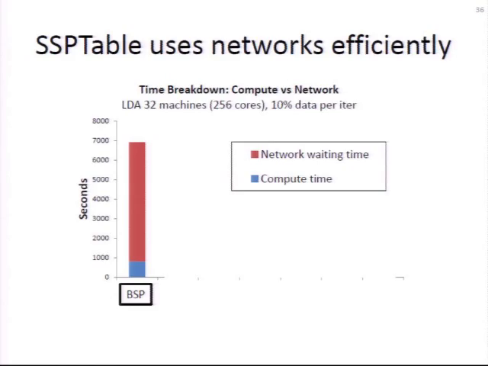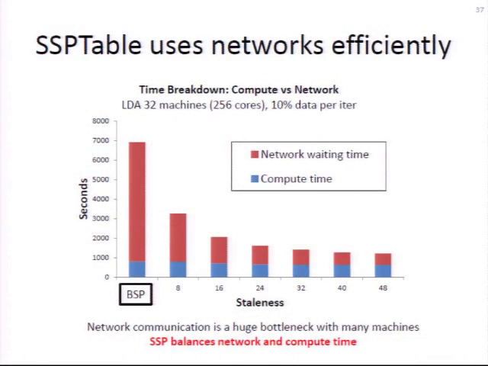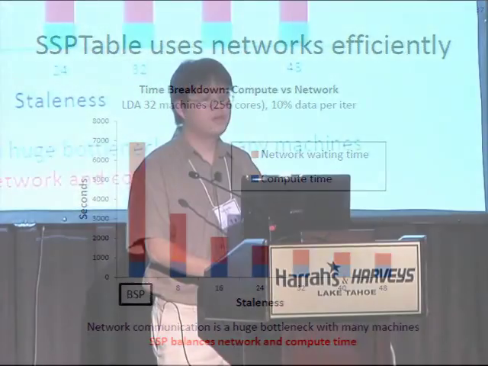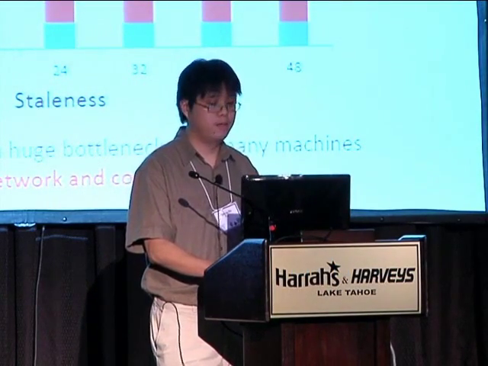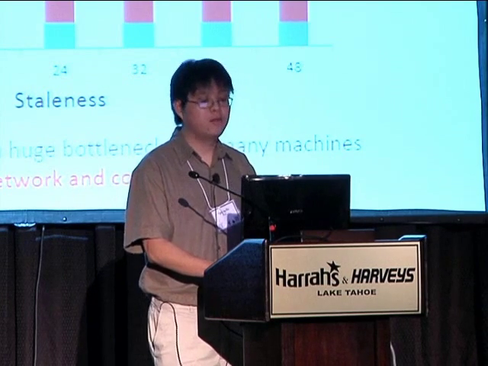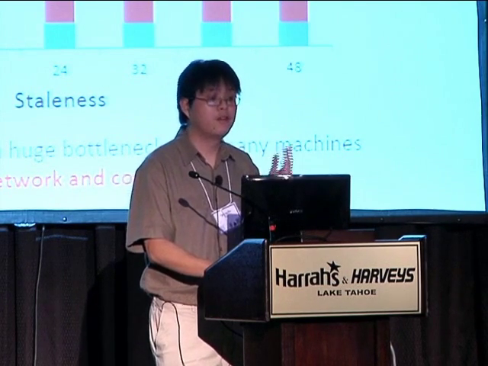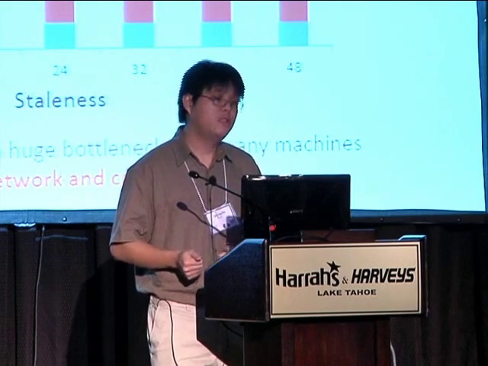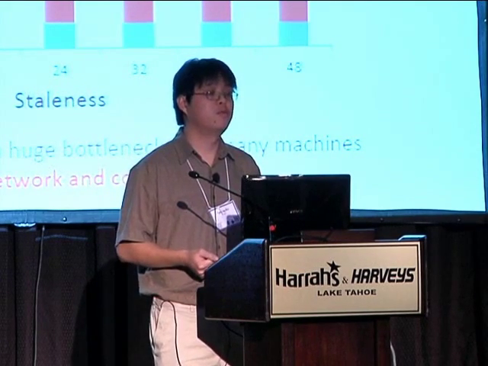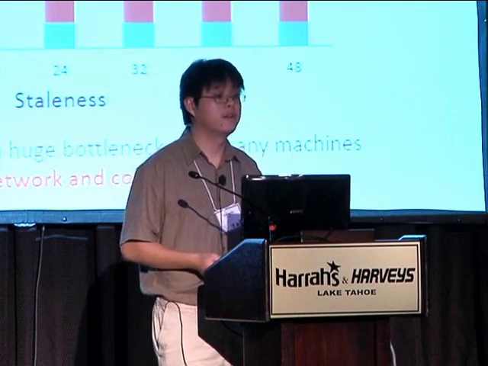Returning to this slide, I want to show you that SSP uses networks efficiently. On the left, we had BSP, and as we increase the staleness, the network waiting time drops relative to the compute time. At some point, we hit a balance point where it's about roughly equal, and then we get diminishing returns as we increase staleness. But this is basically how SSP realizes speedups. We decrease that network bottleneck.